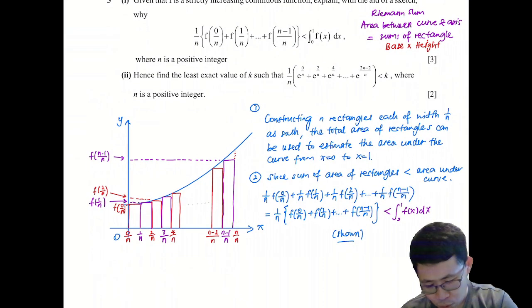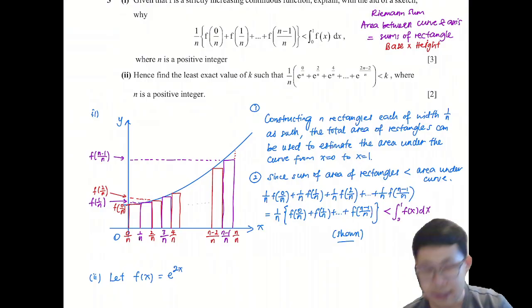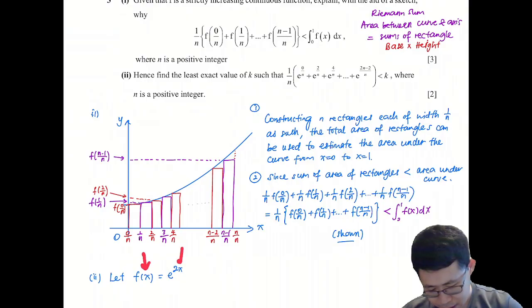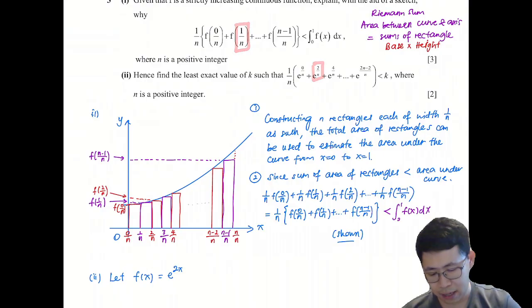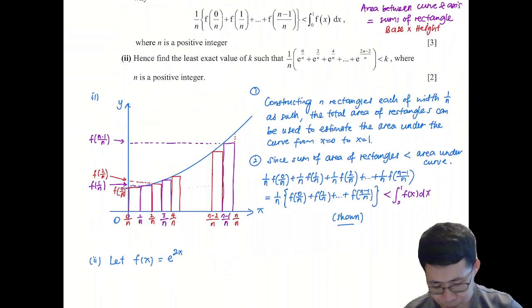So if you were to notice this for part 2, the f(x) is actually e to the 2x. Make sense? You sub in 1 over n, this is 2 over n, right? Sub in 1 over n, you get 2 over n. Sub in your 2 over n, you get 4 over n, right? Make sense? So f(x) is equal to e to the power of 2x.